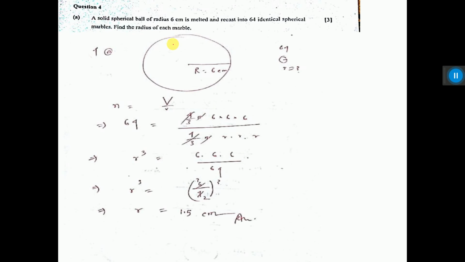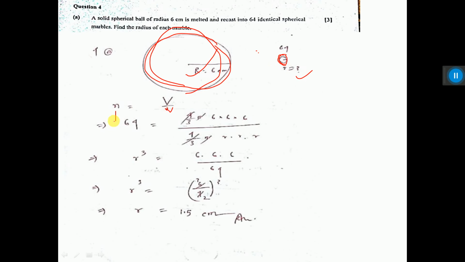Then a solid metal ball of radius 6 centimeter is melted and recast into 64 identical spherical marbles. So this is the spherical marble. This radius I consider smaller, and the radius of the ball I write as capital R. Here 64 is the number, so n equals capital V by small v, because capital V is the volume of the ball and small v is the volume of the marble.